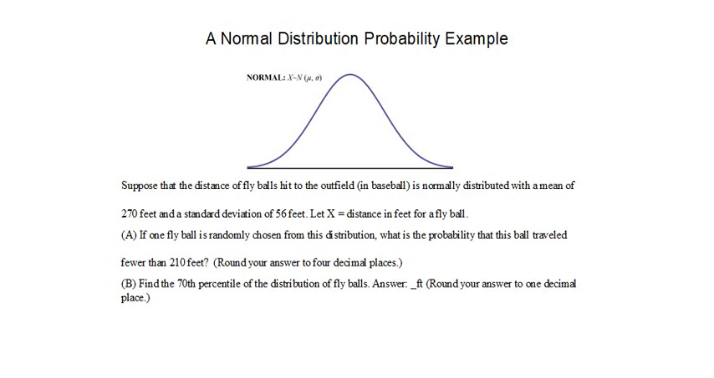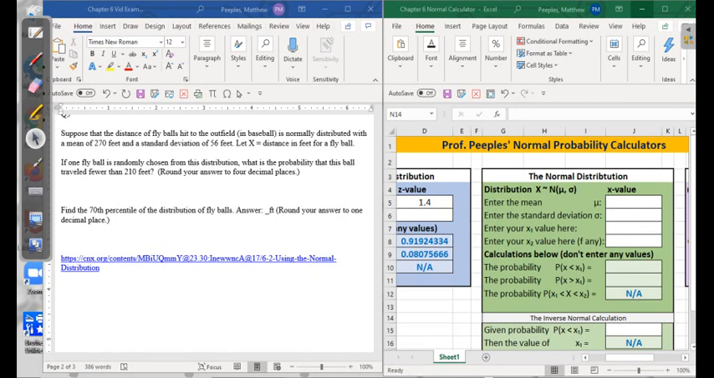Question A asks, if a fly ball is randomly chosen from this distribution, what is the probability that the ball traveled fewer than 210 feet? We're going to round our answer to 4 decimal places. Well, I'll show you how we're going to do this, and I'm going to use, again, my normal distribution calculator. So here it is.